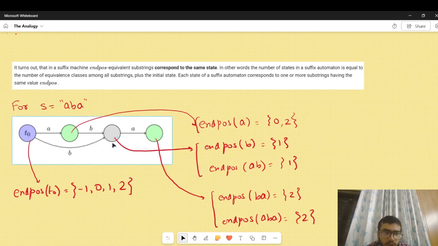You can group them together, and in each state, you can see that the npos values of the paths from T naught to that state are the same. Now, there is a convention that for the initial state T naught, we consider all possible indexes of the string as well as the state minus one. We'll see later how it is useful.